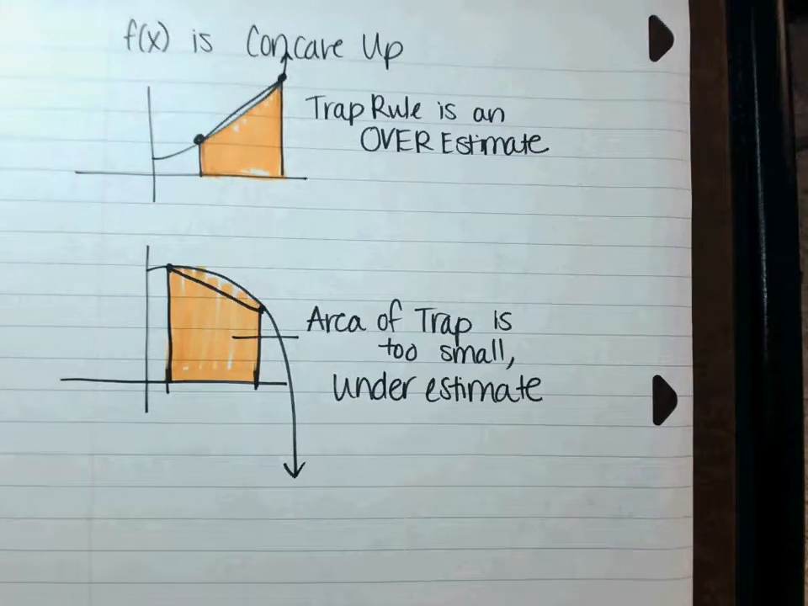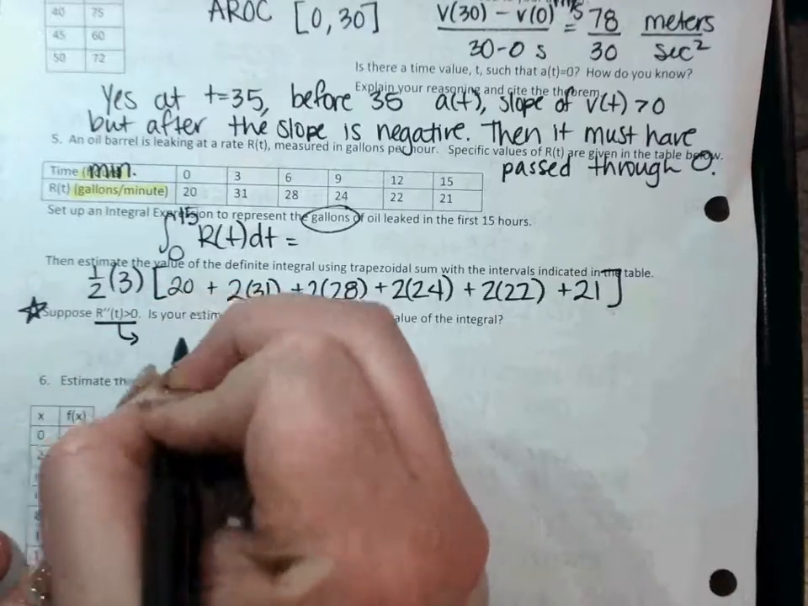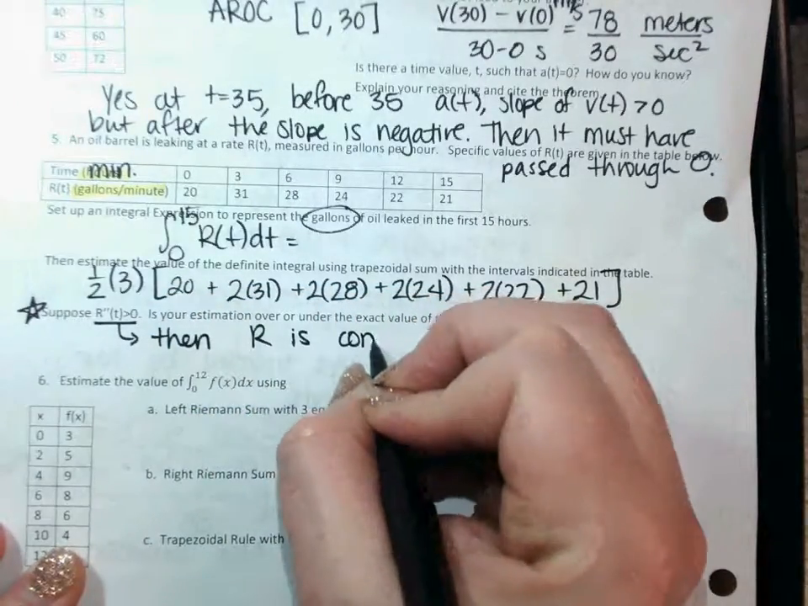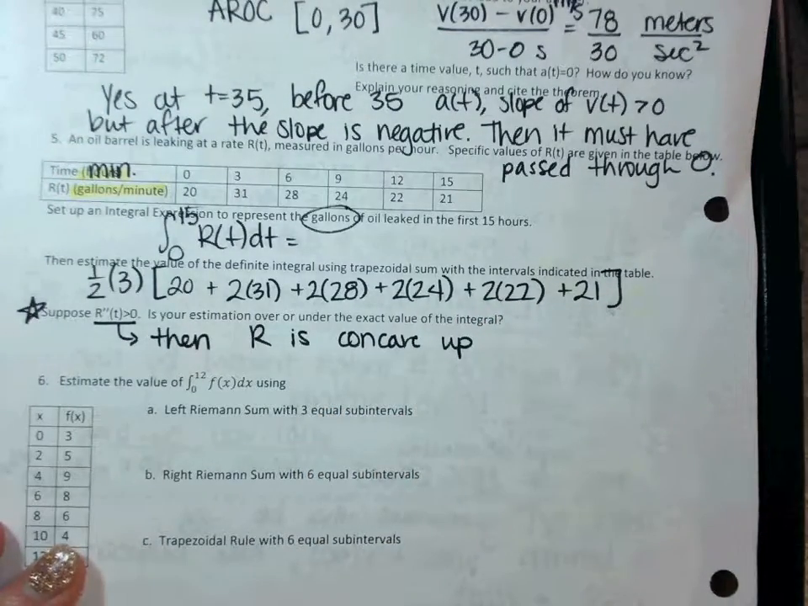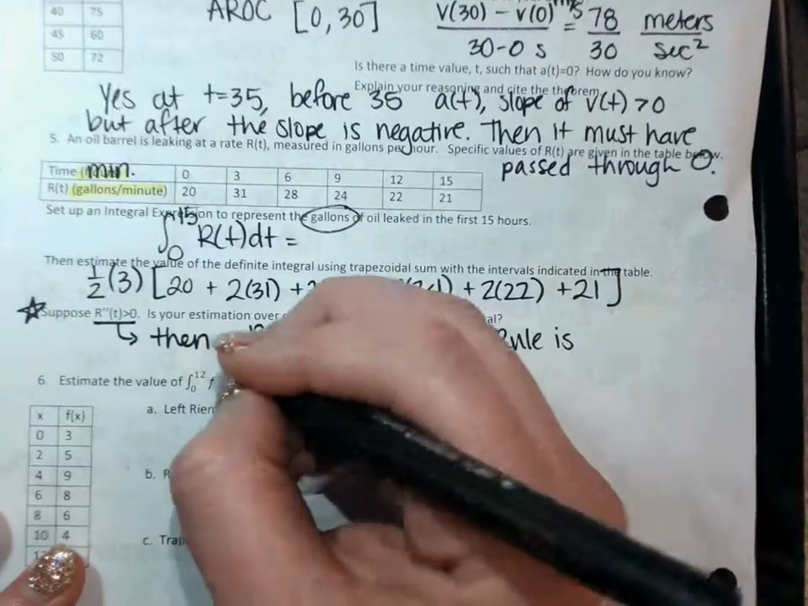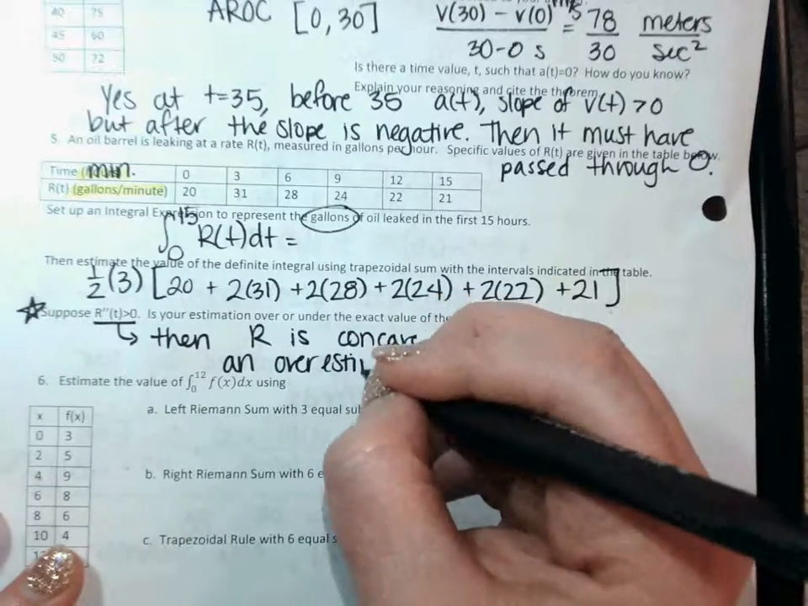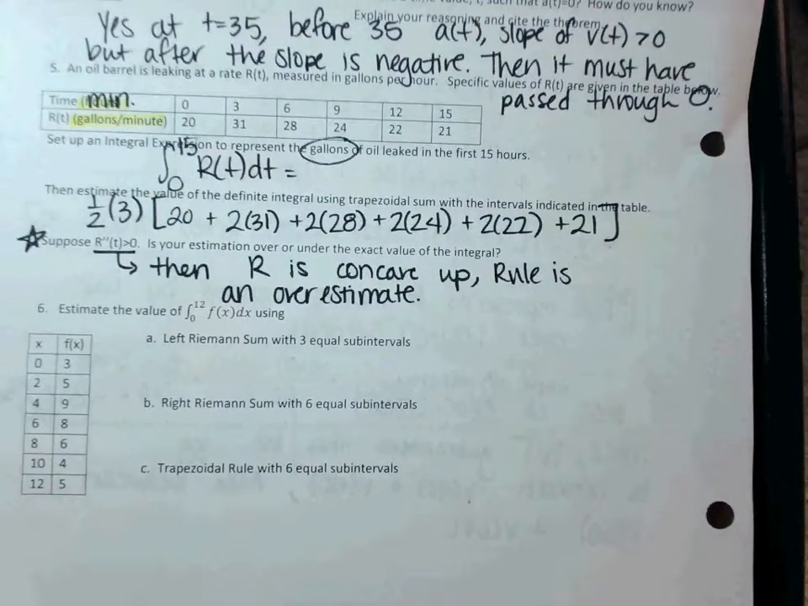Okay? So if R double prime is greater than 0, then R is concave up. And if R is concave up, then the trapezoid rule is an overestimate. So for trapezoids, you have to check whether it's curved up or curved down.